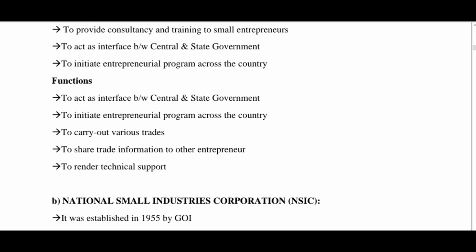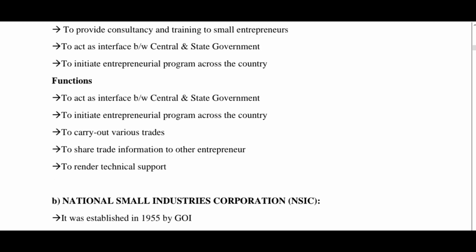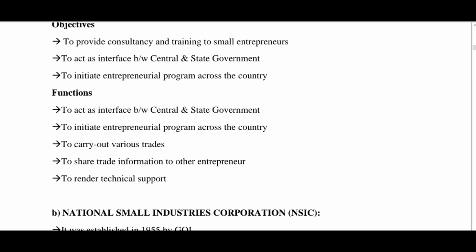What are the functions? To act as interface between central and state government. If you remember the objectives, in all these questions you can place them in the functions. If you don't remember, you cannot write them directly. You can shuffle it, or you can change the wording of the definition. Say you have interface between central and state government, you can write that it acts as a coordinator between the state government and the central government.